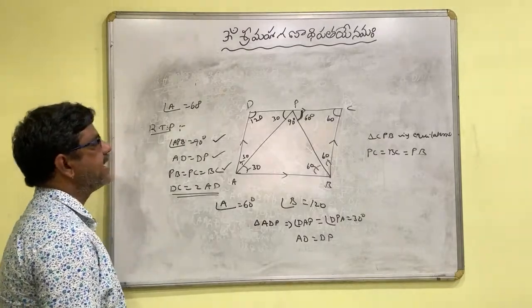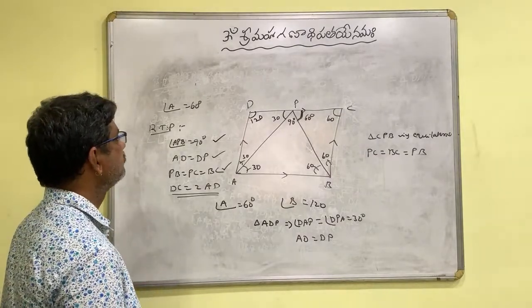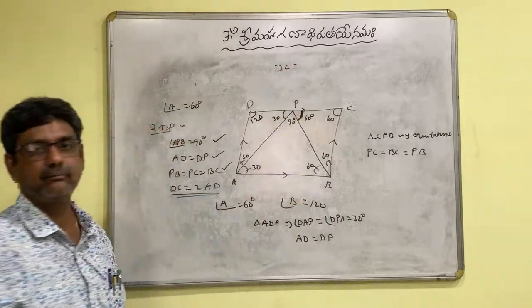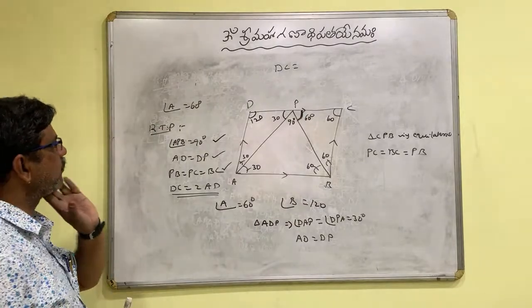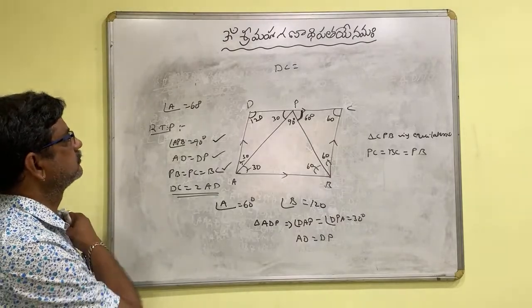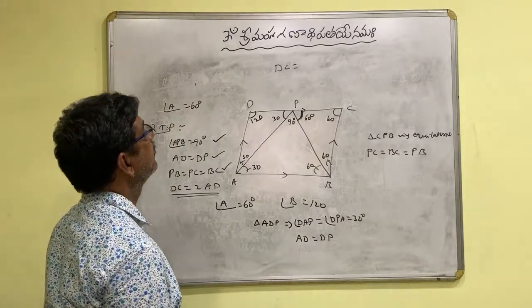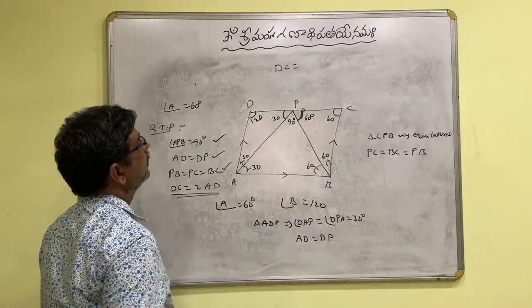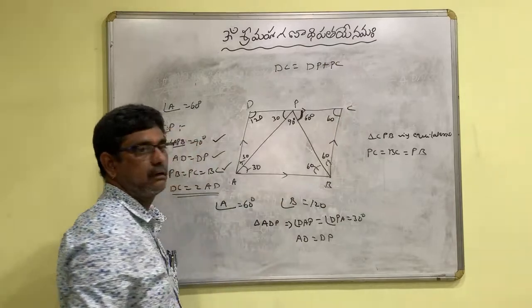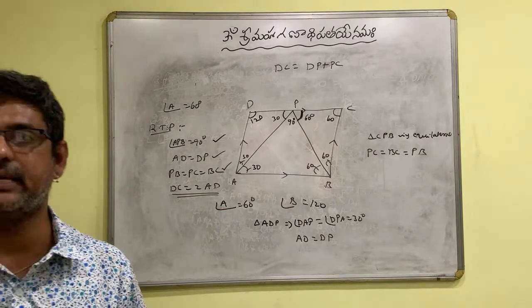DC is equal to 2AD. Now, see here. DC, I am starting with the DC. We need to prove DC is equal to 2AD. Can I write DC as DP plus PC?